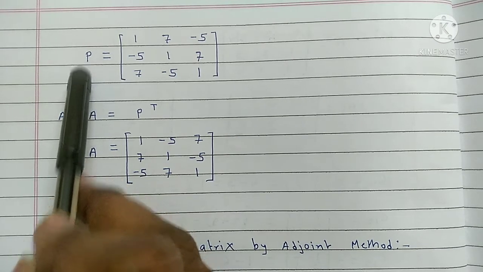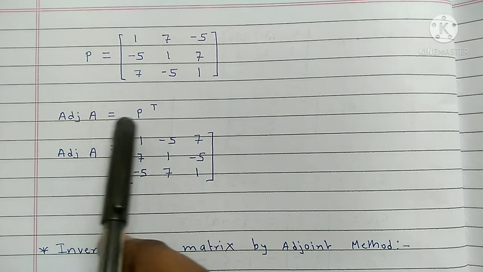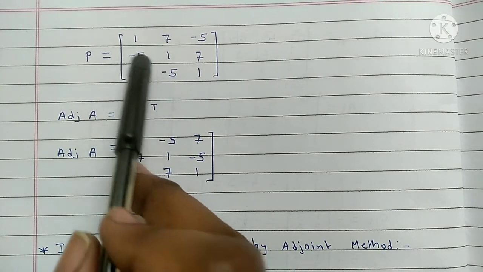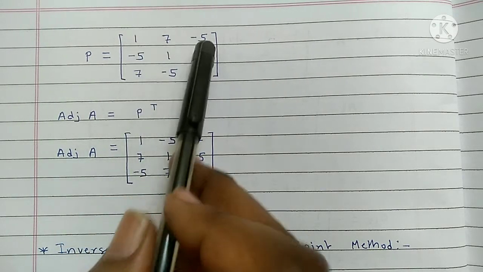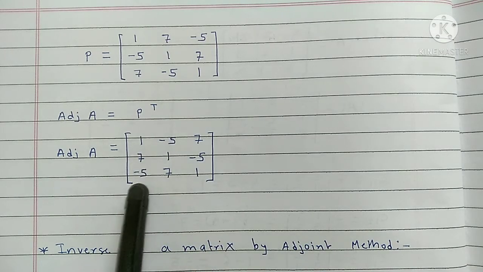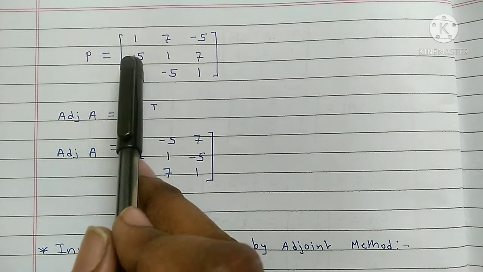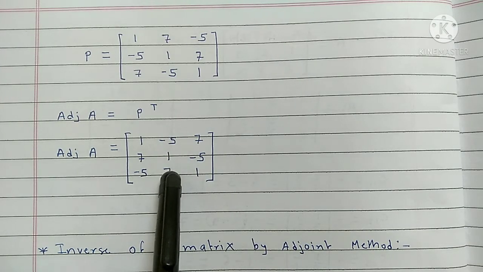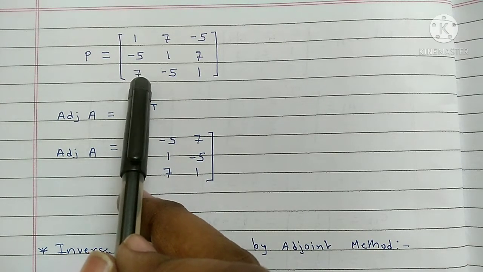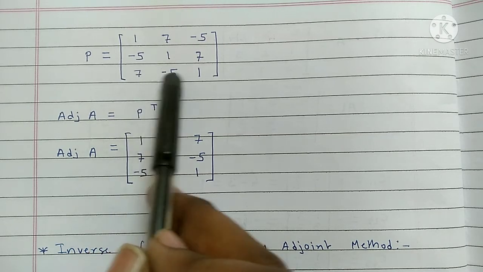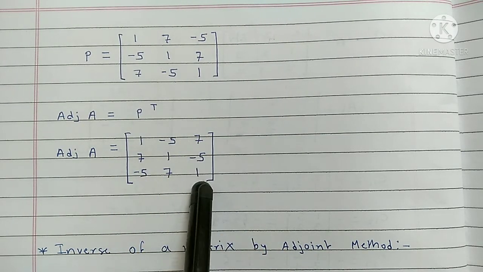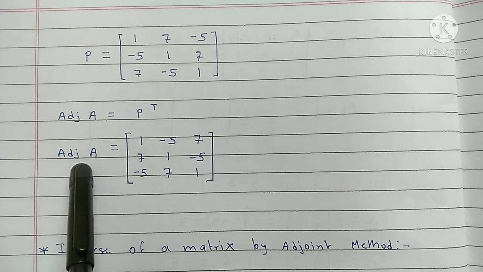Now we'll find adjoint of A. Adjoint of A means P transpose. So transpose of this matrix. First row is 1, 7, minus 5, so first column will be 1, 7, minus 5. Second row minus 5, 1, 7, so second column minus 5, 1, 7. Then third row is 7, minus 5, 1, so third column is 7, minus 5, 1. So this is our adjoint of A.